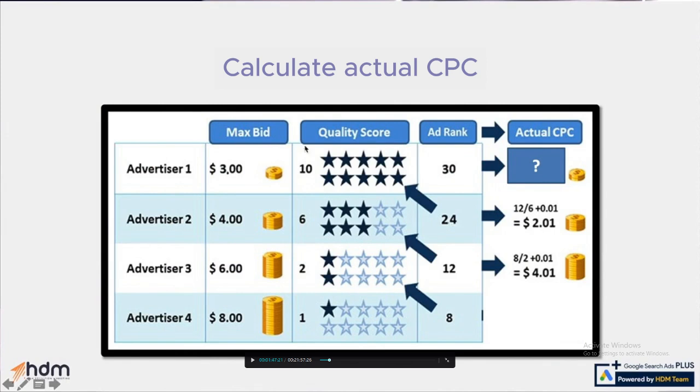To be a bit above, it says I'll add 1 cent to it, meaning you have a total cost per click of 2.01. Remember I mentioned actual CPC or average CPC. Look, 12 divided by 6, which should be your name. It becomes 2 plus 1 cent, which means what? 2.01. Why do they say 1 cent?